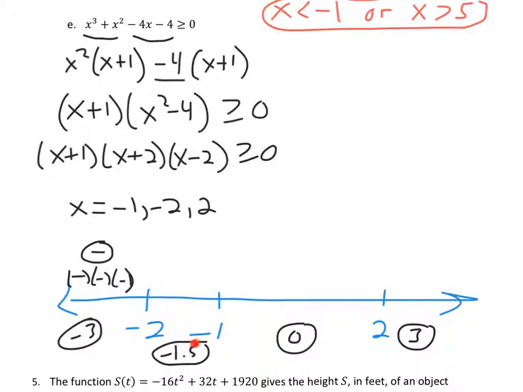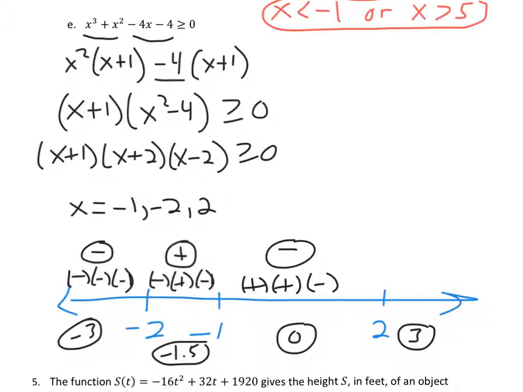Alright, for the next one, -1.5, you would get a negative, a positive, and a negative. That would give you a positive answer because the 2 negatives would cancel each other out. For 0, we get a positive, positive, negative, that would be a negative answer. And for 3, all of them are positive. So you have 3 positive numbers which multiply out to equal a positive answer.